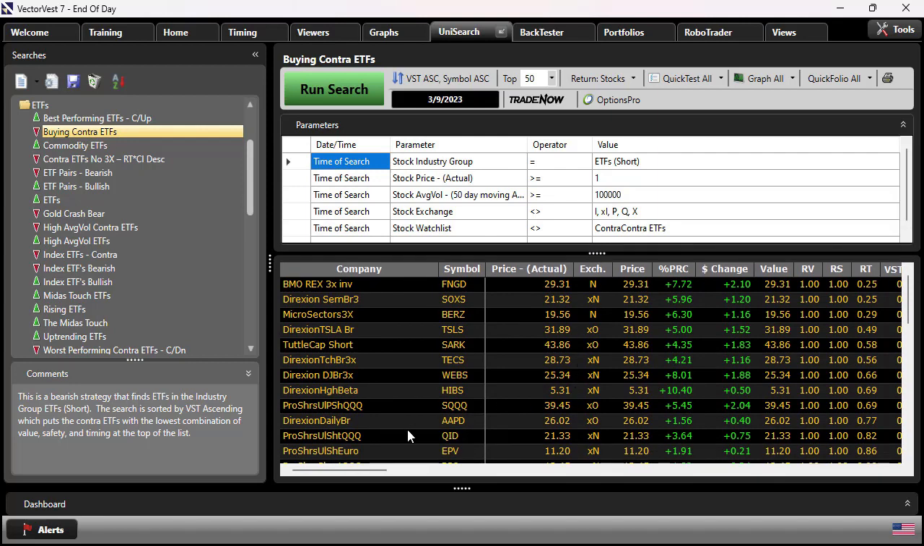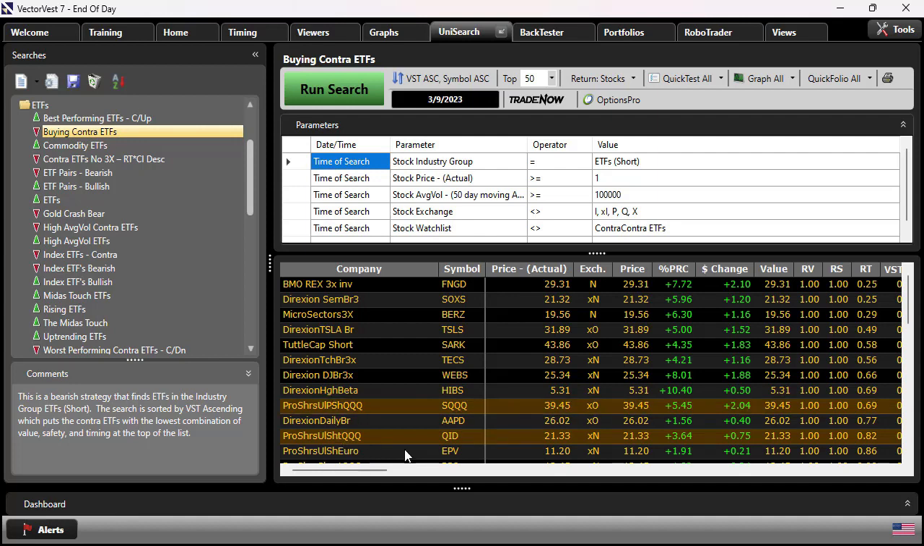here are the Contra ETFs that the search is finding today. And with a quick casual look, I can see that there are two that are following the QQQs. So here's a case where they're both tracking the QQQs. They're both from the same vendor, ProShares, but they have different leverages.